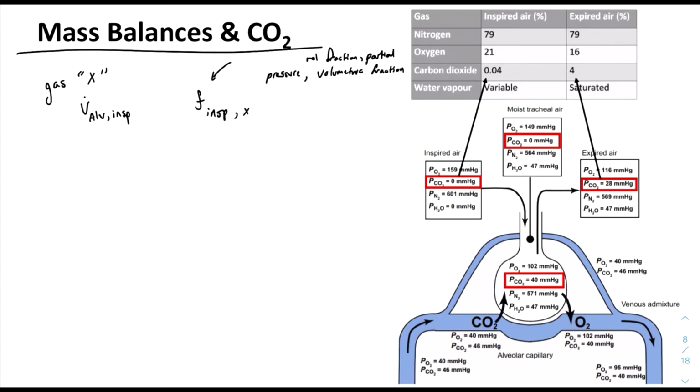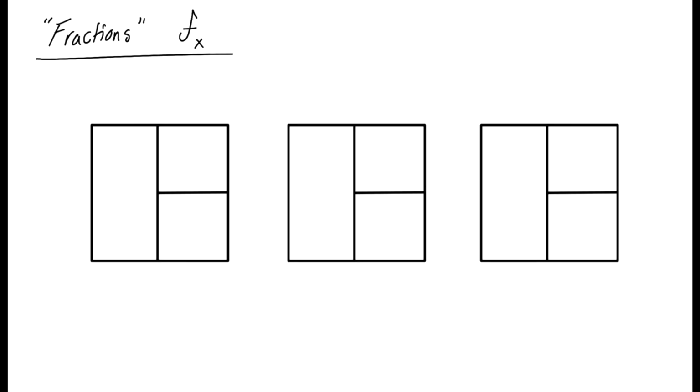Once more, we're going to be assuming the ideal gas law holds true, because if not, we would have to use some very complicated equations. Next, we're going to have the person expire at some rate of ventilation from the alveoli. So this would be V dot alveoli expire, and there is some fraction of this breath that consists of X. I want to do a brief aside real quick, and talk about the idea of fractions of gas X.